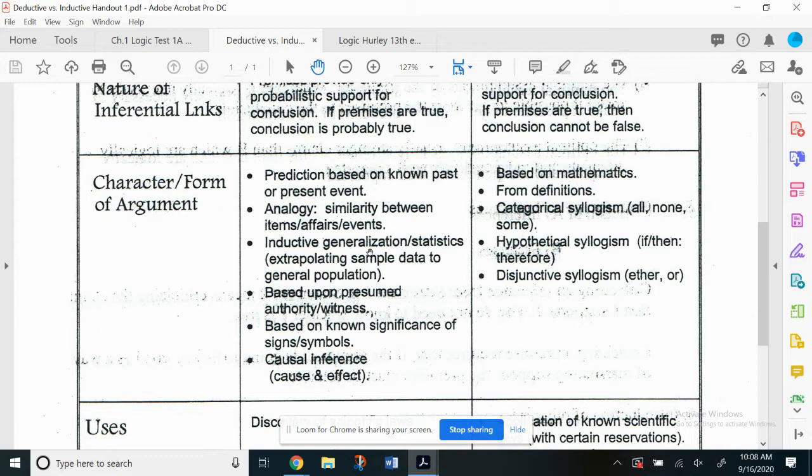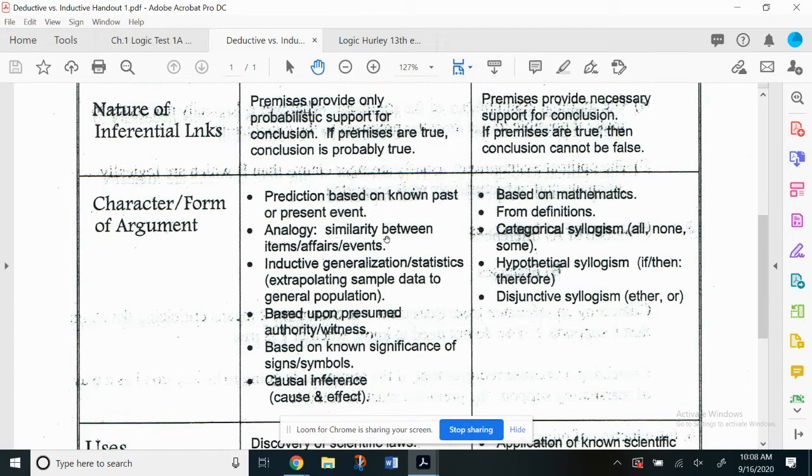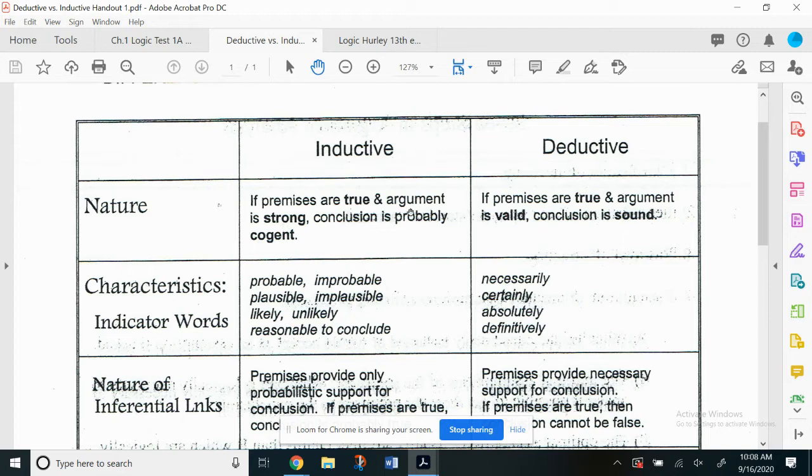Signs and symbols, causes and effect, past and present. That would be inductive. These would be strong or cogent, not valid or sound. So this kind of terminology is not for inductive. It's only for deductive. And this one's only for inductive, not deductive. So you just have to get familiar with this.